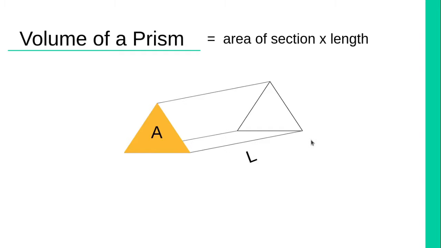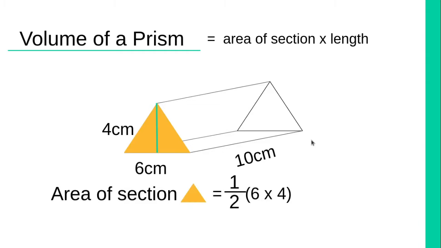For example, when the section is a triangle with base 6 cm and height 4 cm, we can calculate its area by using the previous formula. This will be 1/2 times 6 times 4, and this gives us 12 squared centimeters.